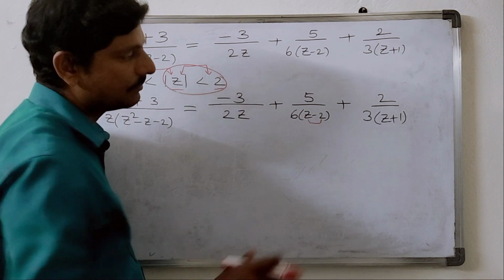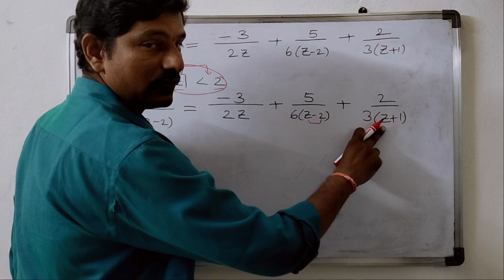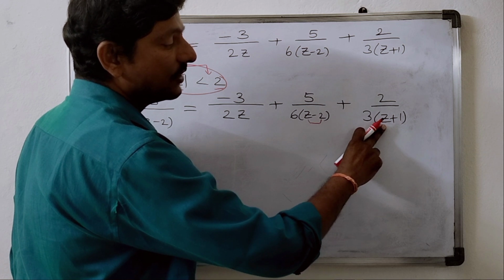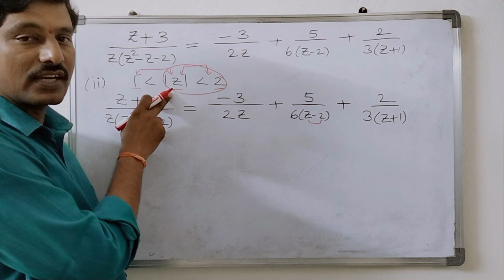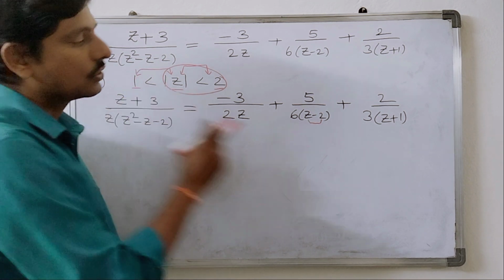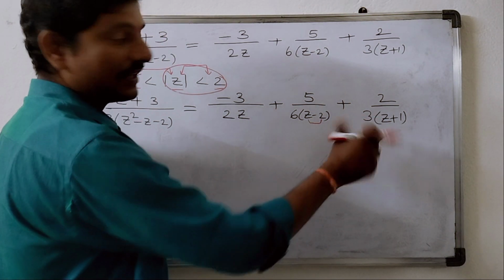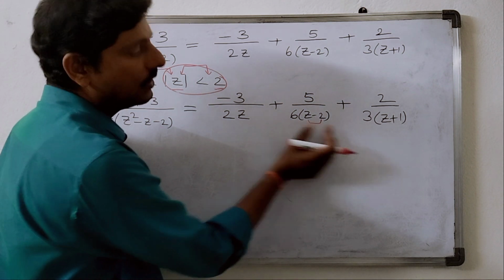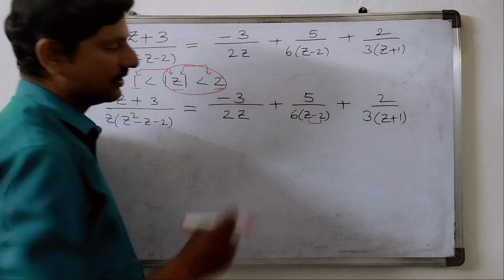So coming to this expression, z plus 1 is there in the denominator. Which one is greater, z or 1? If you observe the region, 1 is less than z, that means z is greater than 1. So we have to take z common here. In z minus 2, 2 is greater, so we take 2 common. In z plus 1, z is greater, so we take z common.